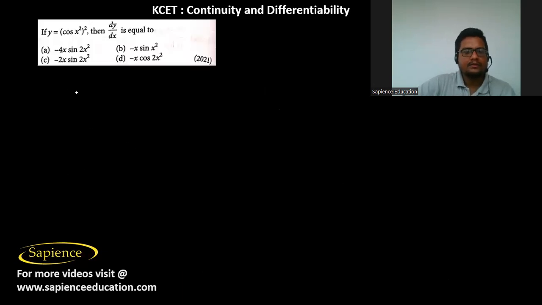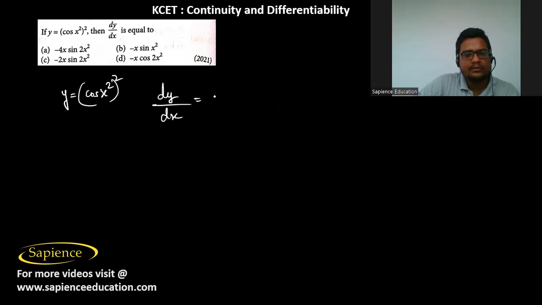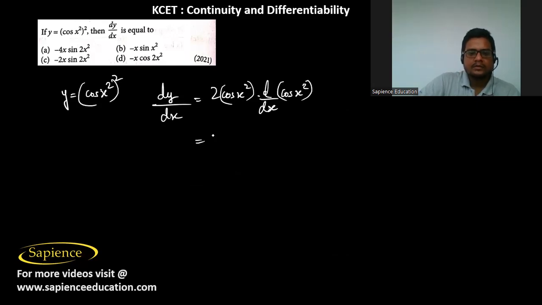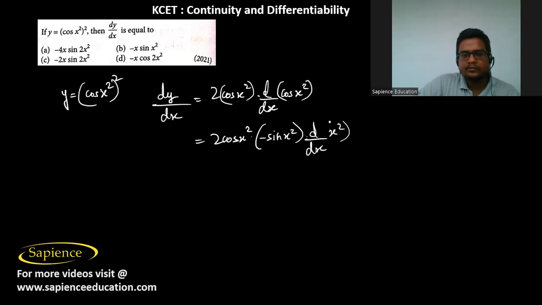Then here, it is told that if y equals cos x square whole square, then how much is dy by dx? So dy by dx will be equal to 2 cos x square into d by dx of cos x square. So this will be 2 cos x square into minus sine x square into d by dx of x square, which will be equal to 2x.